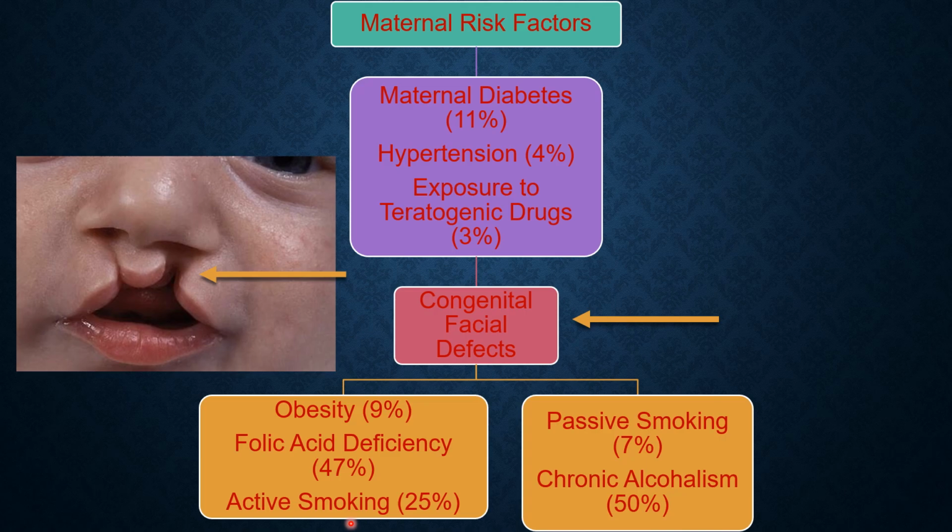Apart from that, maternal diabetes also carries 11%. Active smoking, meaning the mother who is smoking, 25% are also affected with such congenital facial defect. Passive smoking means the mother herself is not smoking, but she has been exposed to a smoking environment. It means the individual present near her is smoking, so she also inhales it.